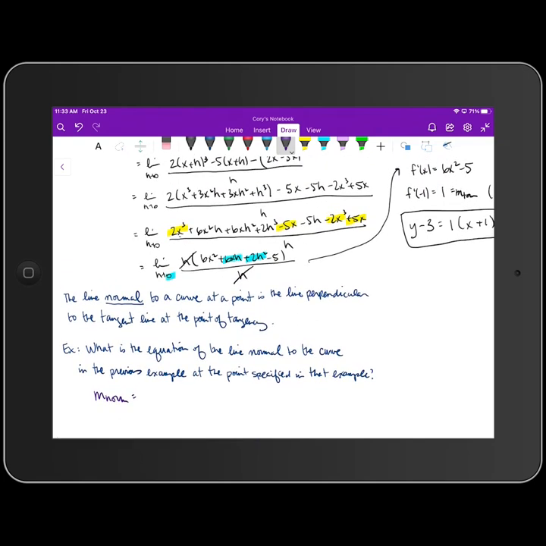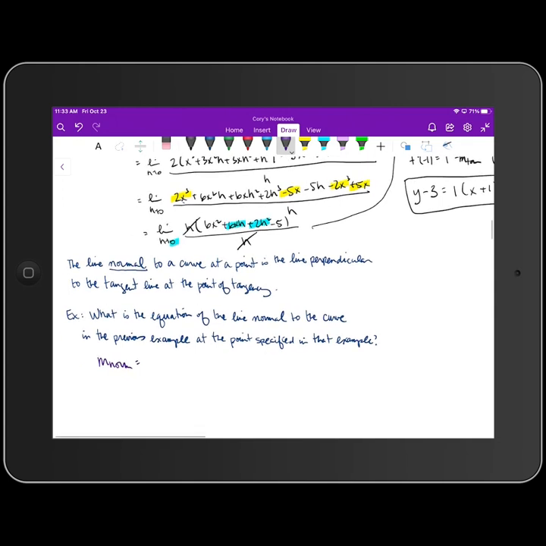Okay, so we know that for perpendicular lines, there are two ways that you can define their slopes. The first way is you can say that the product of their slopes has to be equal to -1. The second way that you can describe the slopes of perpendicular lines is to say that their slopes are negative reciprocals of one another. Okay, so if the tangent line has a slope that is +1, the negative reciprocal of +1 is -1. So the slope of the normal line is going to be -1.